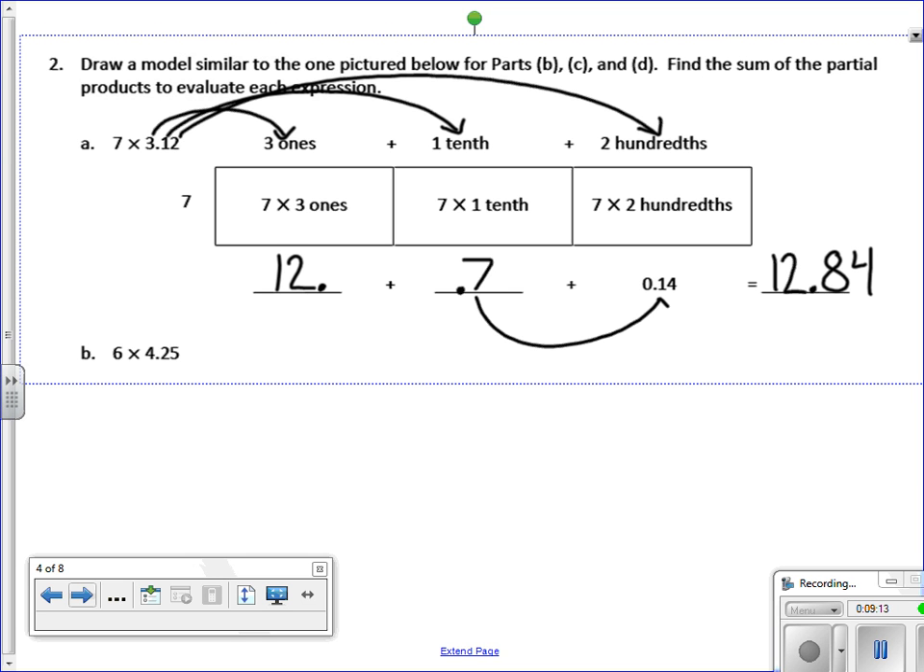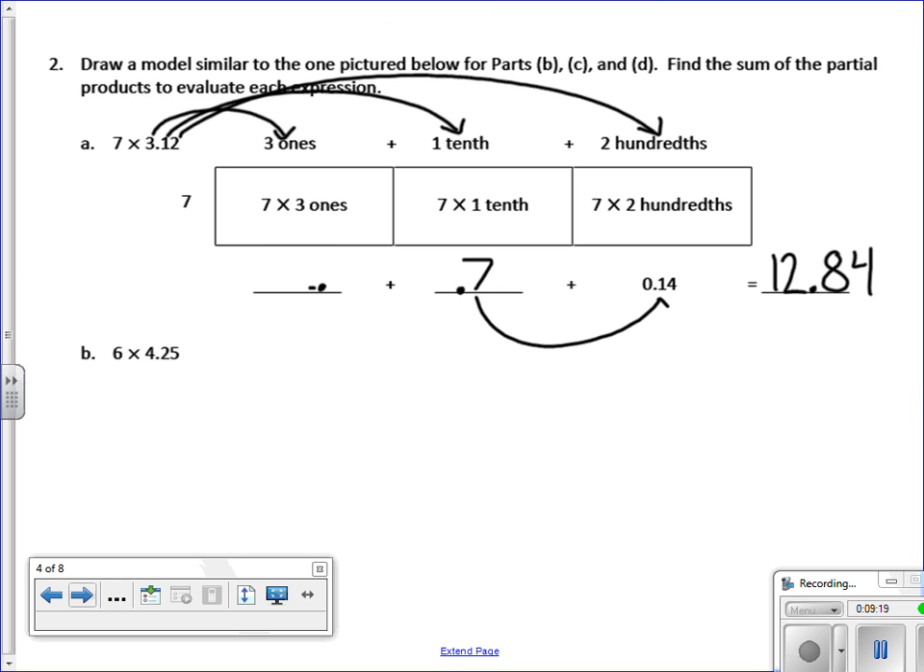and how many of you noticed I made a mistake? 7 times 3 is not 12. It is 21. So we need to change that to a 21. Today's mistake is brought to you by Mr. Cottrell. We all make mistakes. It's okay. Okay, next one.